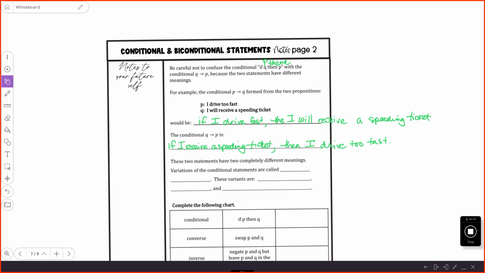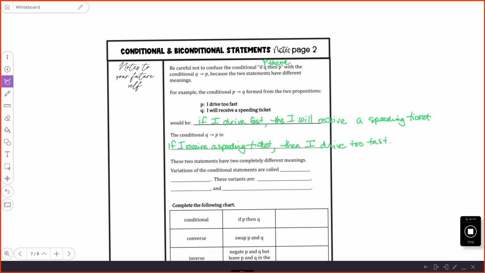Oh, I got a speeding ticket. Let me speed home. That's not the same thing as the first one. So switching P and Q, it doesn't work that way. And that's what they're saying, because those two statements have completely different meanings.